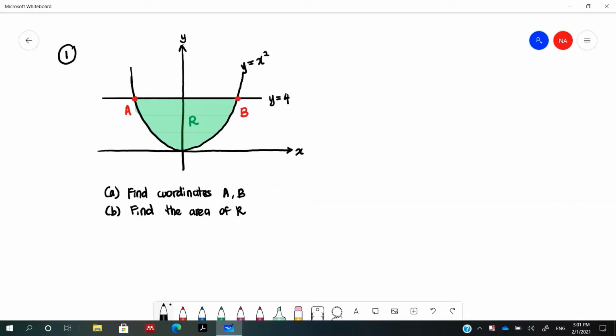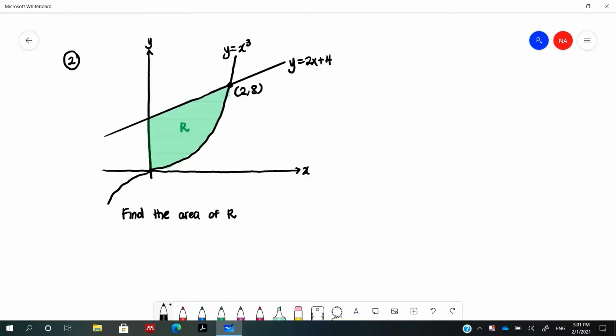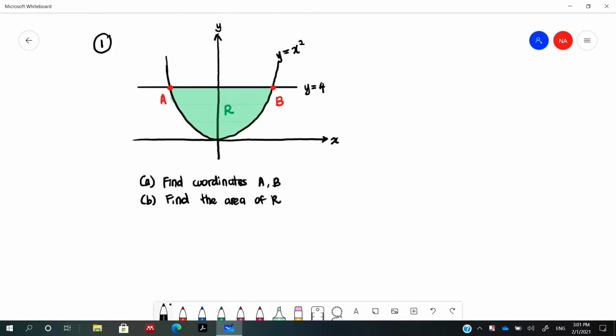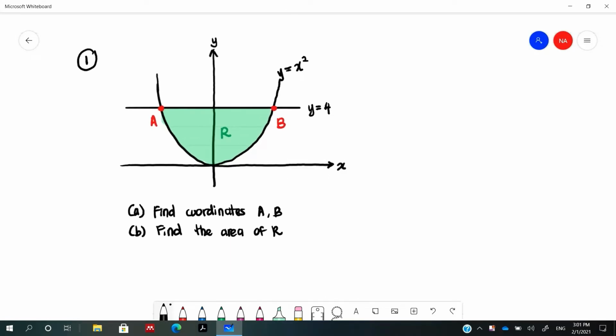In this video we are going to look at some examples on finding the area using integration. Let's look at these three examples. In the first example we are given this graph where we have two functions, and the region is bounded by the function y equal to x squared and also y equal to 4. Firstly we have to find the coordinates of A and B.